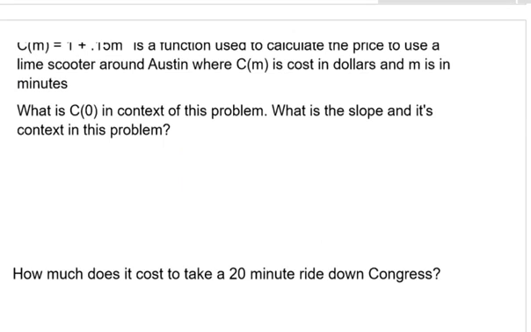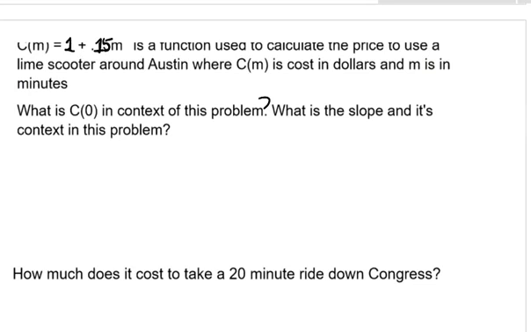Okay, I lied. There's one more problem I need to do. C of m equals 1 plus 0.15 m. It's a function used to calculate the price to use a Lime scooter around Austin, where C of m is cost in dollars and m is measured in minutes. What is C of 0 in the context of this problem?